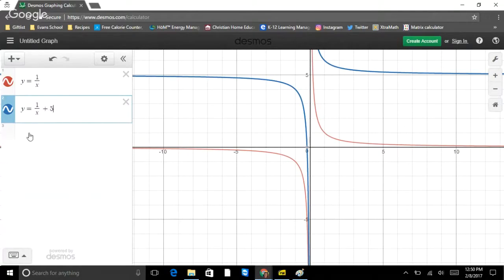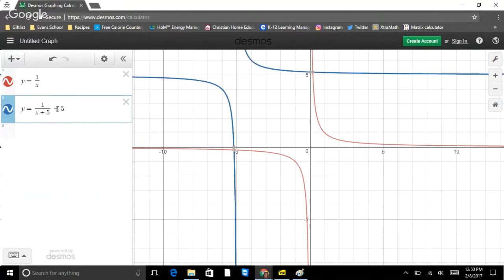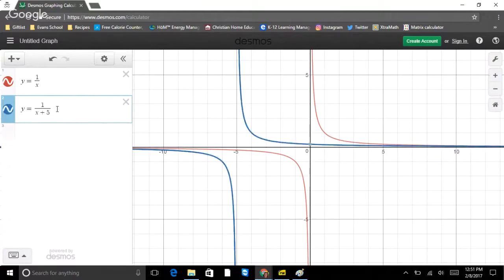Okay, what happens if, instead of adding 5 there, we add 5 into the actual inverse number? This is going to shift our graph to the left. So now when we look at the domain, it's going to be all real numbers except x cannot equal negative 5. And why is that? Well, negative 5 plus positive 5 is 0, and then we have that whole problem of 0 again.